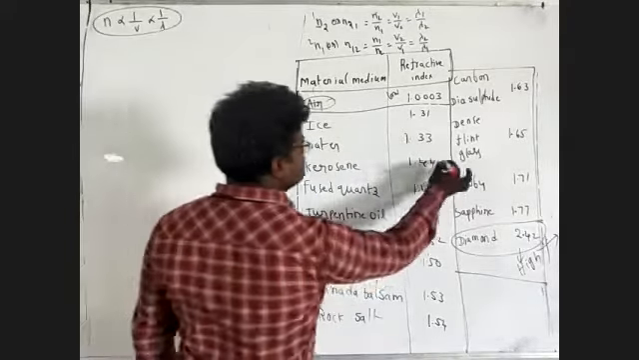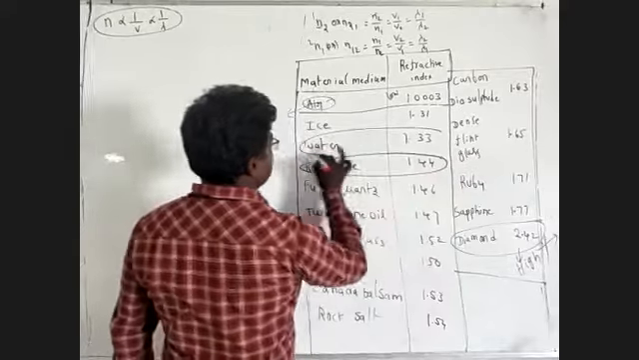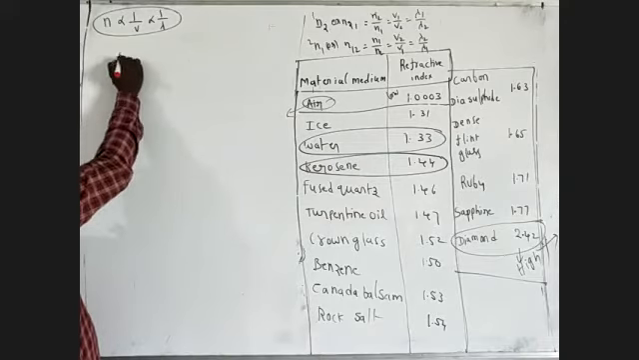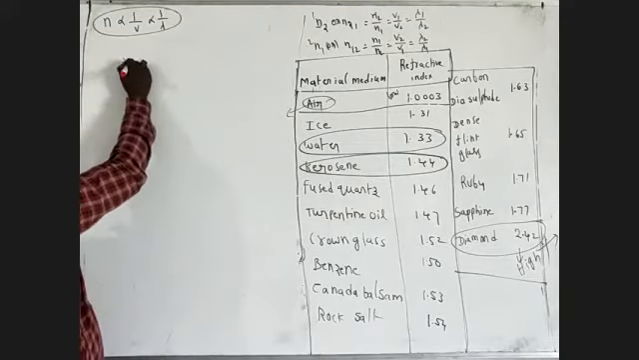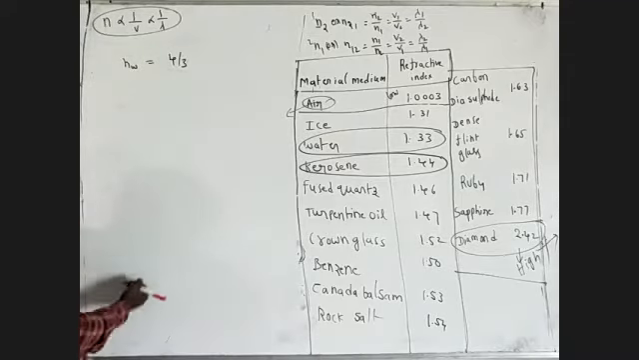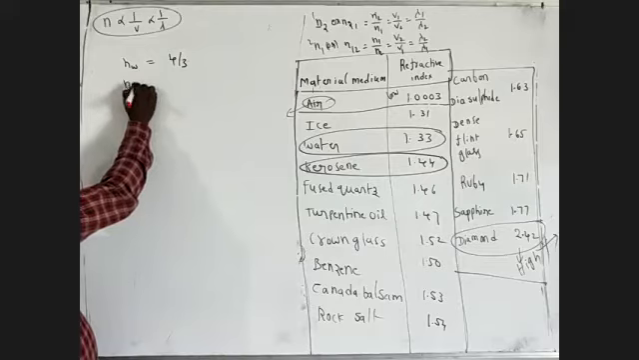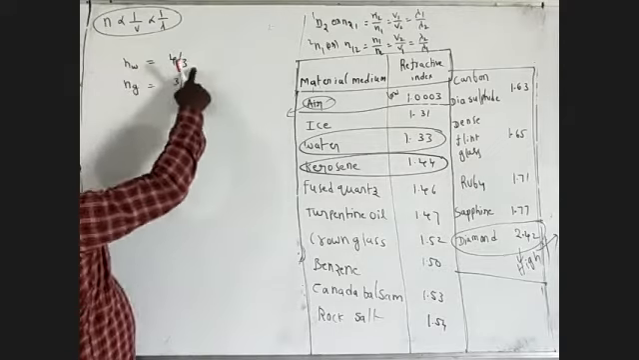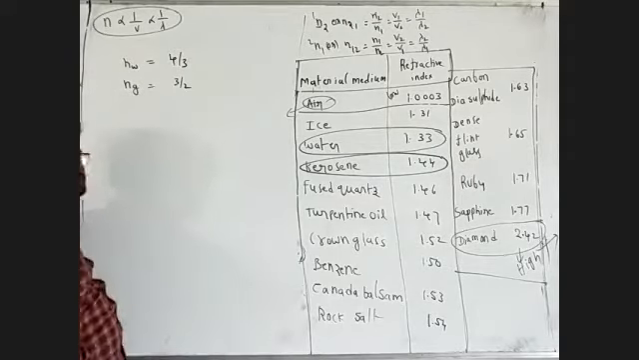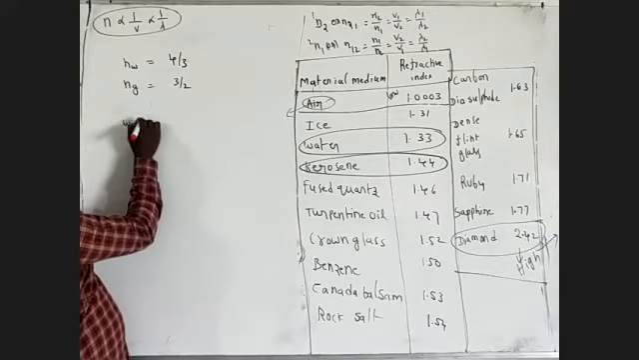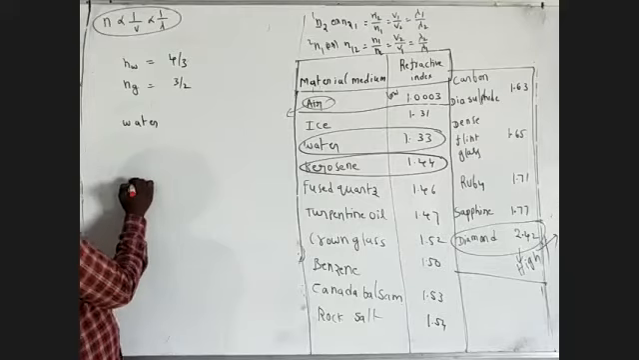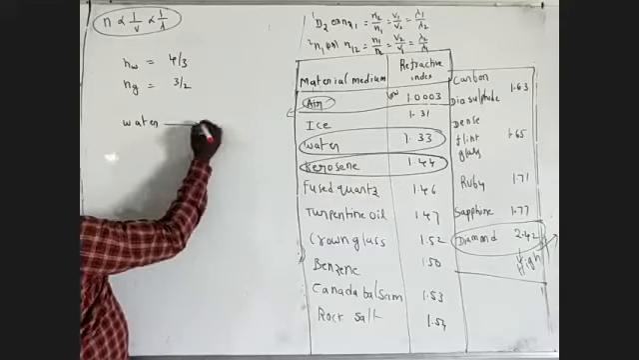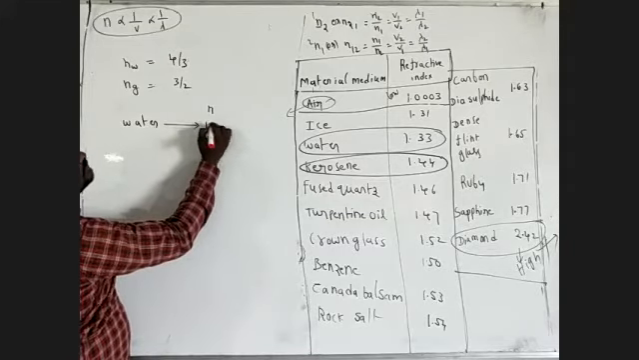Now I am taking just two examples. First example: water and kerosene. The refractive index of water, nw, is 4 by 3. The refractive index of glass is 3 by 2. Now, just water: what is the refractive index? The refractive index value of water is 1.33.